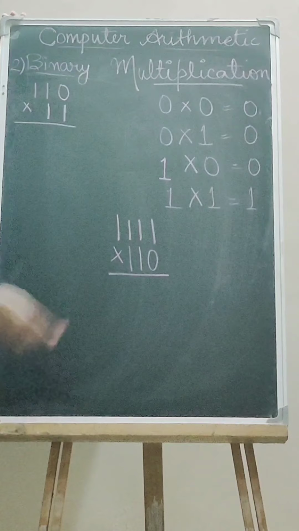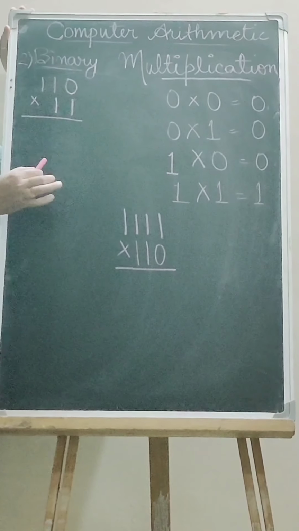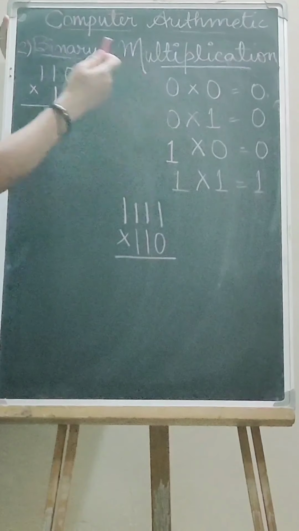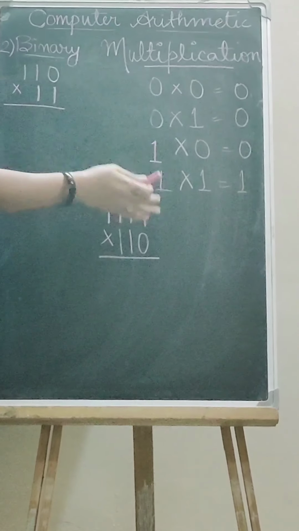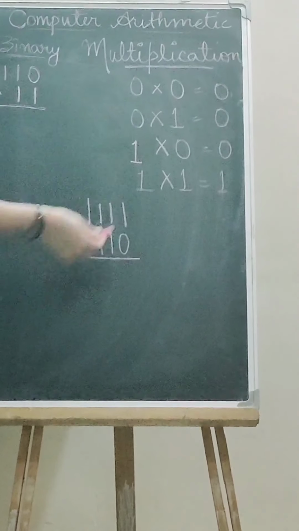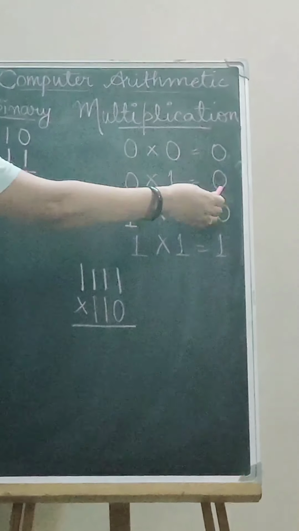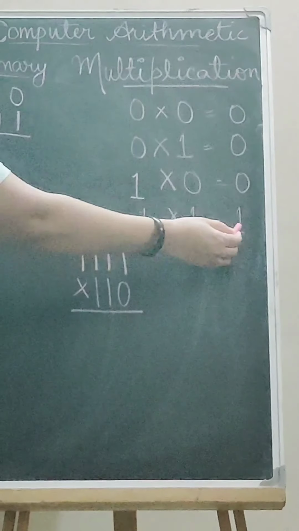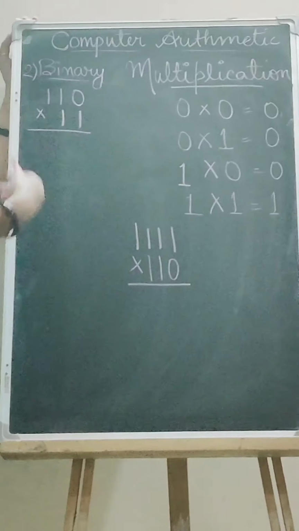The second one is binary multiplication. In this we will multiply two numbers, but before starting multiplication we have to go through the table or the rules of multiplication. It is the same as we do in simple multiplication. 0 into 0 is 0, 0 into 1 is 0, 1 into 0 is 0, 1 into 1 is 1. This is the same as we do in simple multiplication.